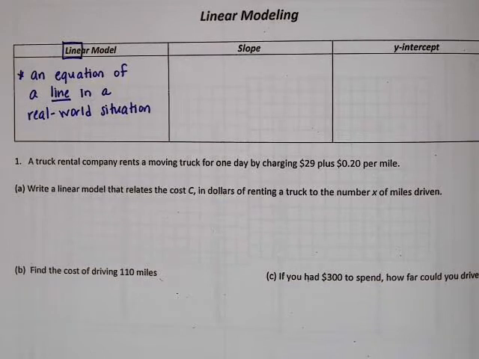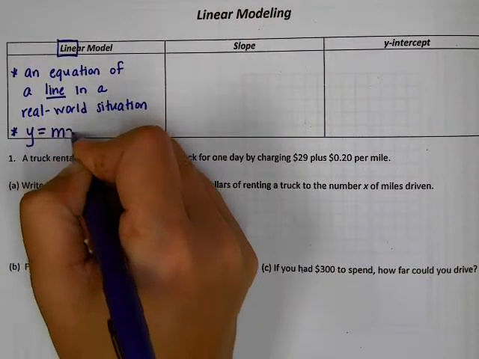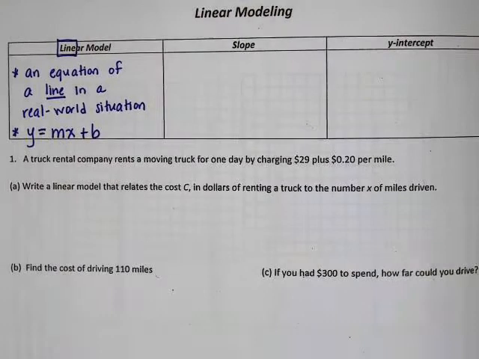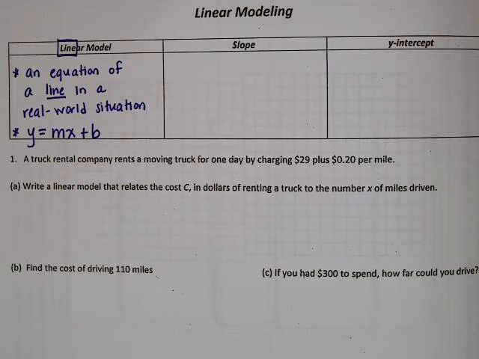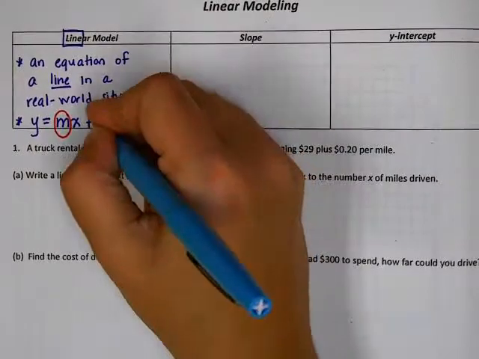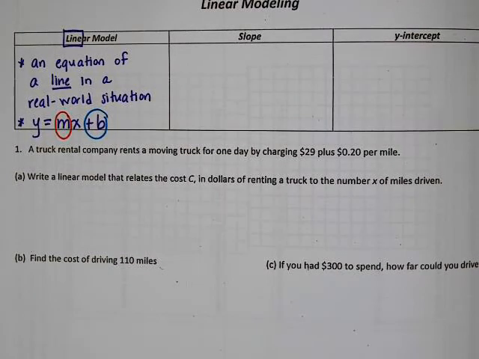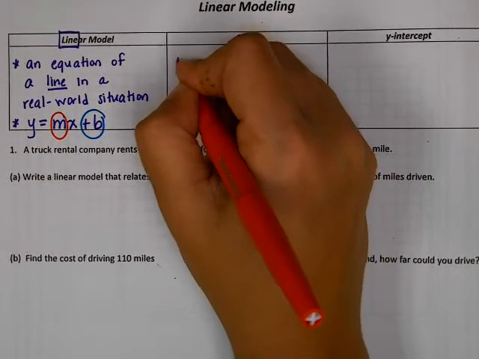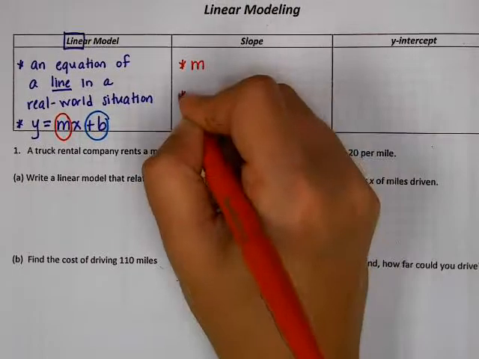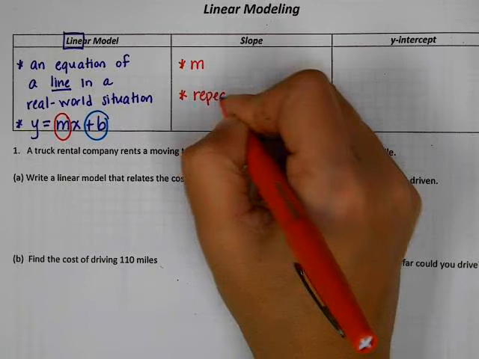When we write a linear model, we're going to use the equation y equals mx plus b, which is the same equation we've been using to write the equations of lines up until now. To write this equation, you're going to need a slope and you're going to need a y-intercept. So we're going to talk a little bit about where you find that information in a word problem. The slope in a linear model is the letter m in the equation, and it stands for the number that repeats.